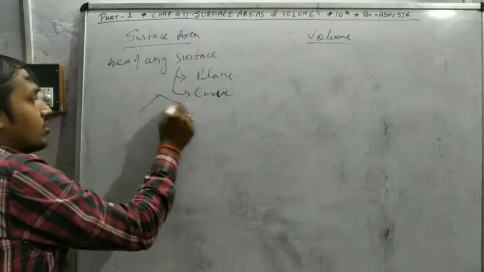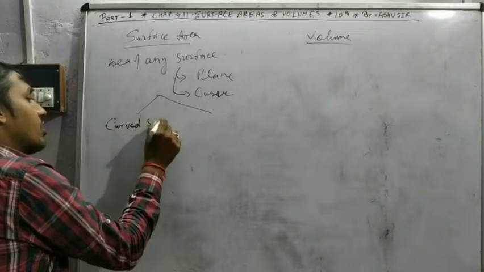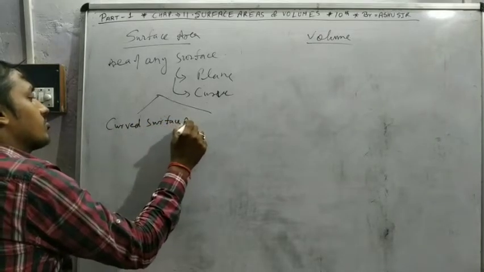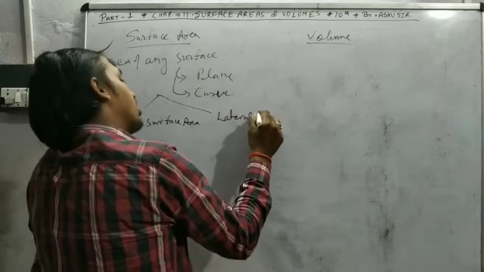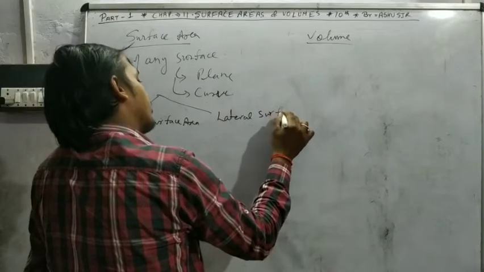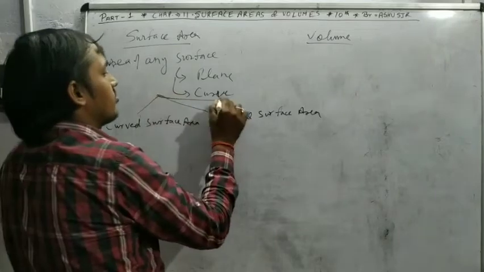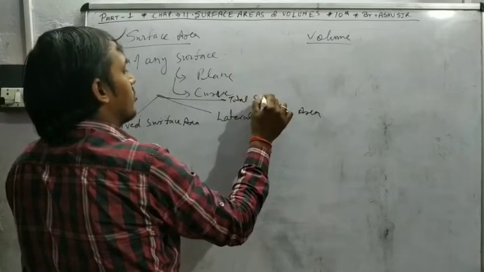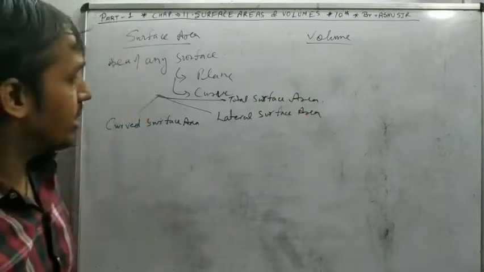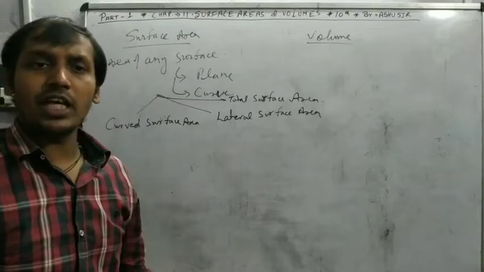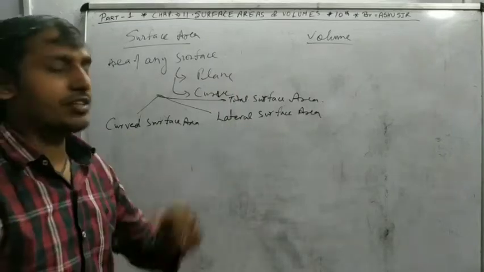So it has two parts, that is the curved surface area and the lateral surface area. And one more part, that is the total surface area. You know the meaning of total surface area: the sum of the area of all the surfaces is called total surface area. But curved surface area and lateral surface area are two different things.